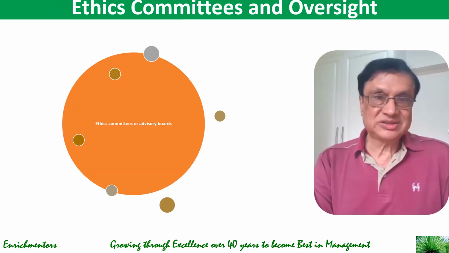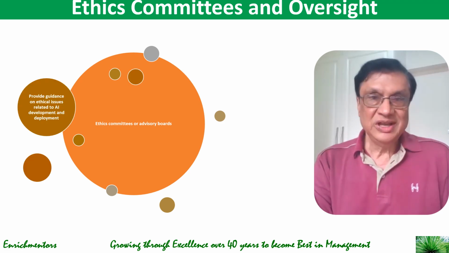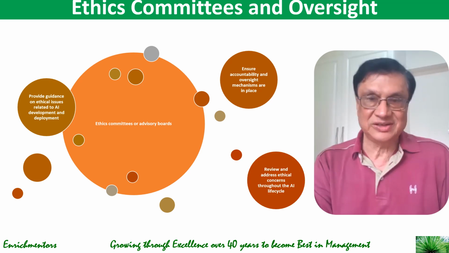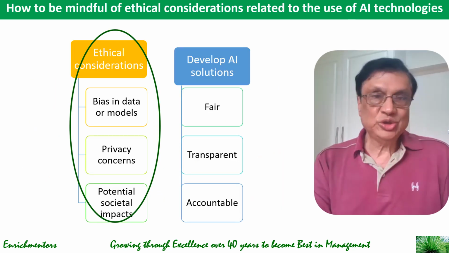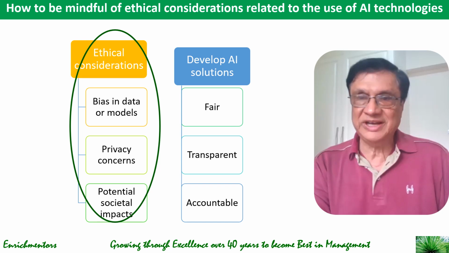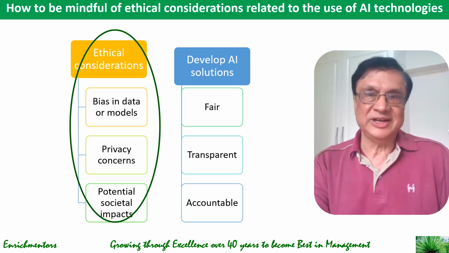Also establish ethics committees or advisory boards within the organization to provide guidance on ethical issues related to AI development and deployment, and ensure accountability and oversight mechanisms are in place to review and address ethical concerns throughout the AI life cycle. So by incorporating these practices into AI development and deployment processes, you can foster a culture of ethical responsibility and ensure that AI technologies are developed and used in ways that respect human rights, promote fairness and equity, and contribute to the well-being of society.